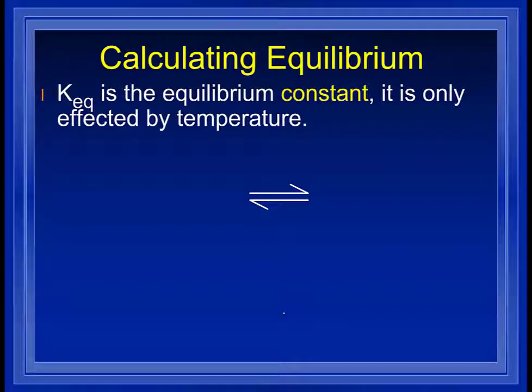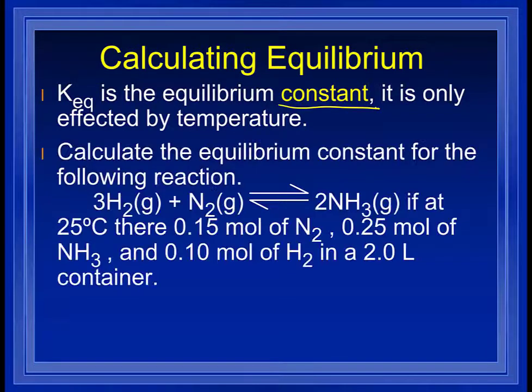So once you write that equation, you can calculate it. And the equilibrium constant is only affected by temperature. Temperature changes the equilibrium constant, otherwise it's constant. What I call it a constant is, unless you're at a different temperature, it stays the same. So, calculate the equilibrium constant for our equation, if I've got this many moles, this many moles, and this many moles in a 2-liter container.